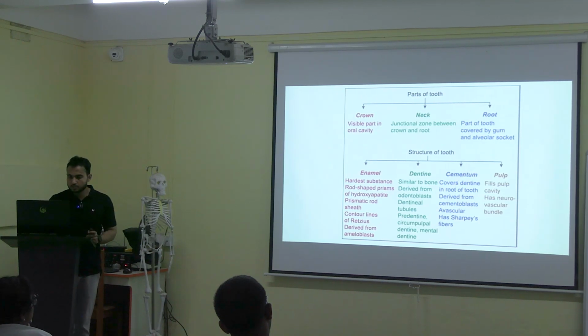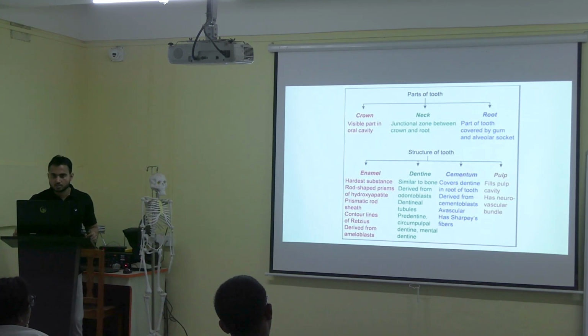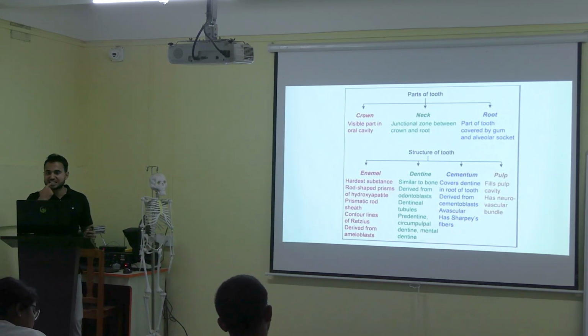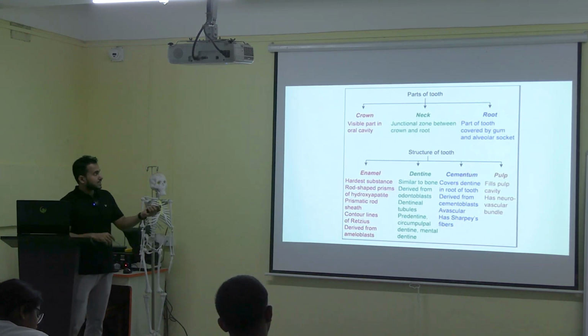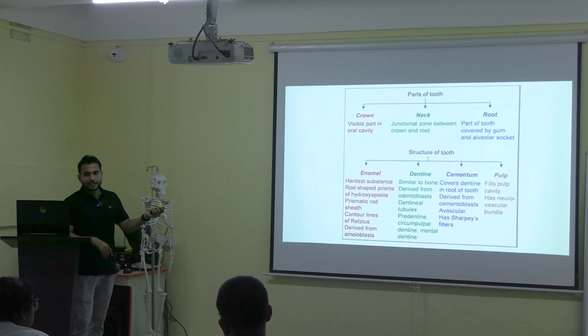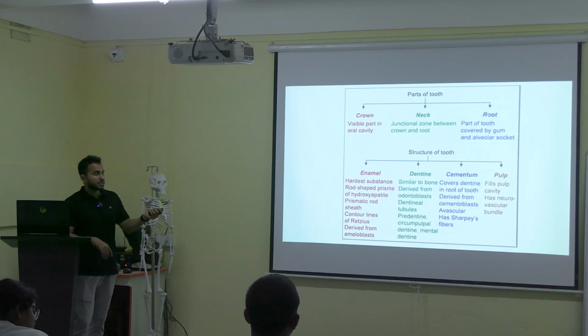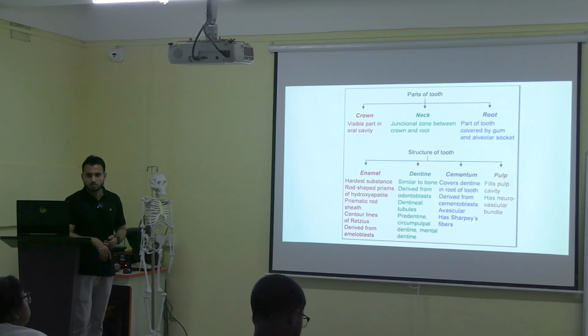Next, the parts of the tooth, that means the structure of the tooth. Whenever you open your mouth, the part of the tooth which you can see, whenever you are brushing, that part is called the crown. When you open your mouth, whatever you see, this is called the crown. Okay. Next, a small portion is called the neck, and another portion, the attached part, is called the root.